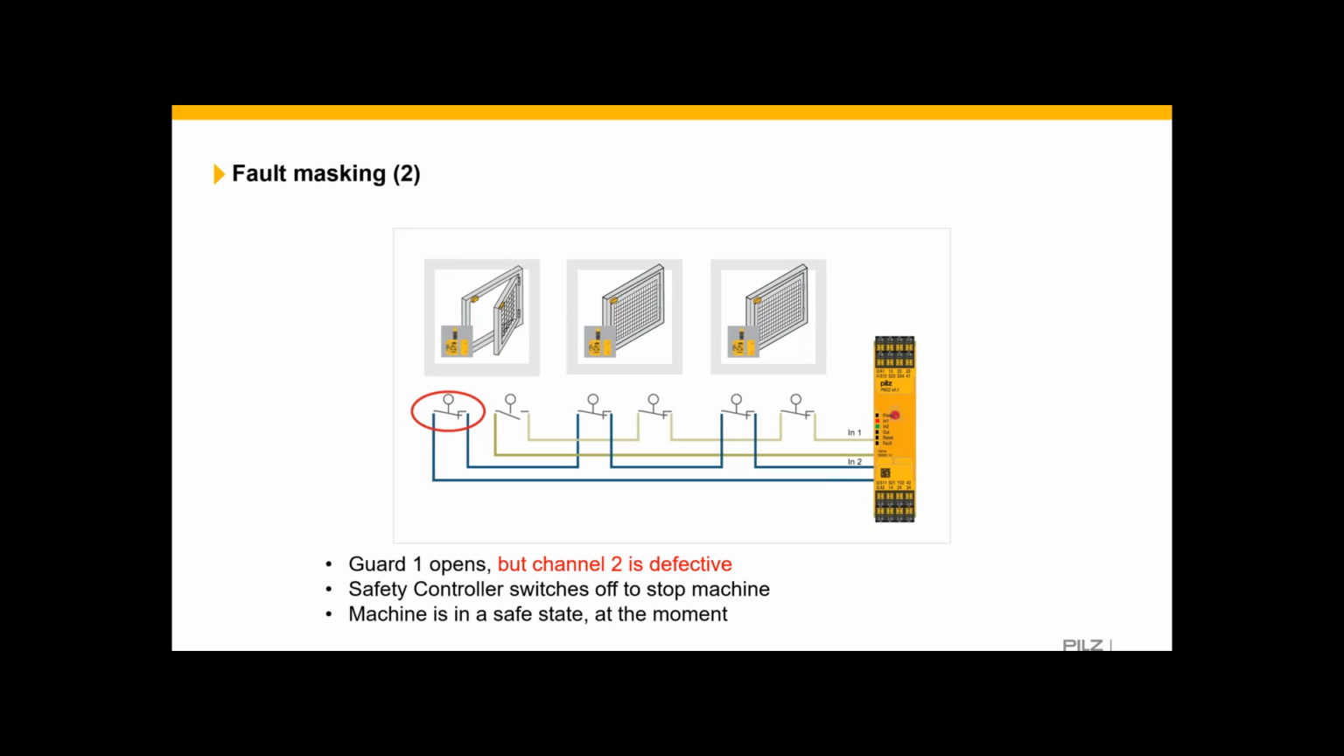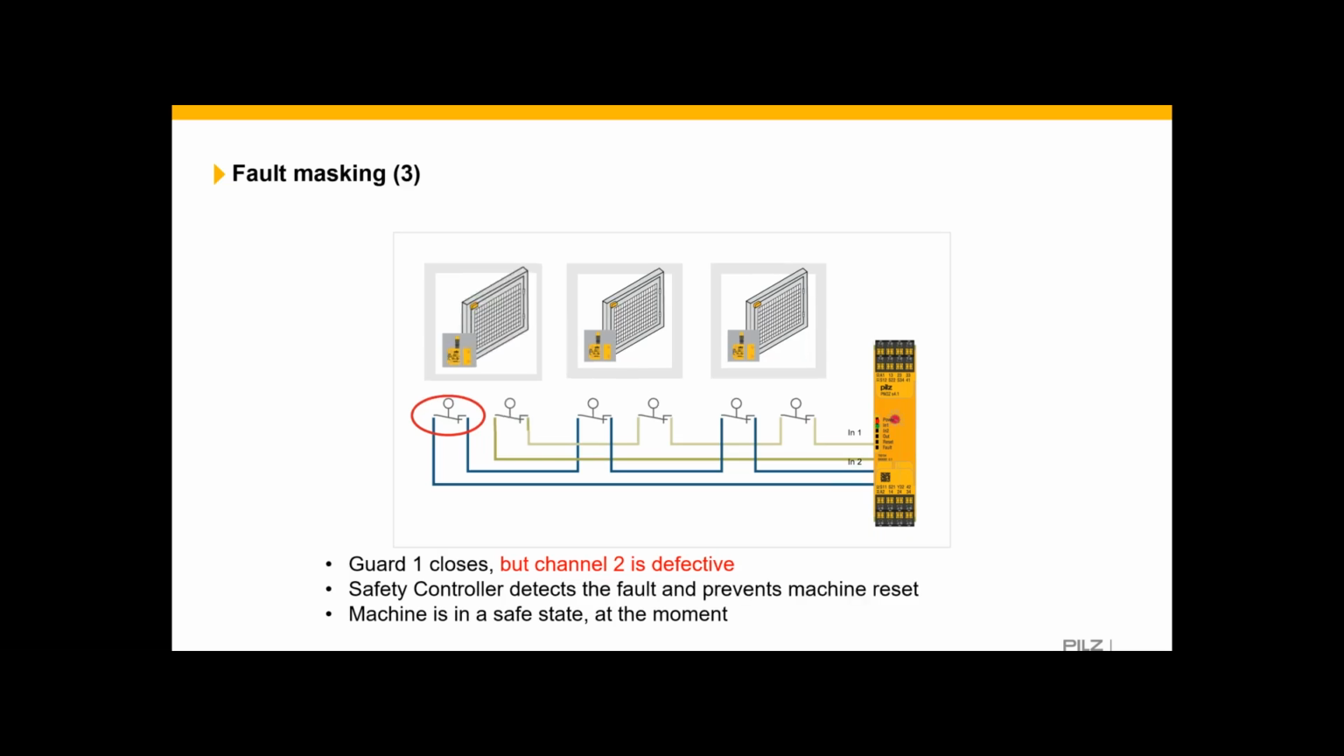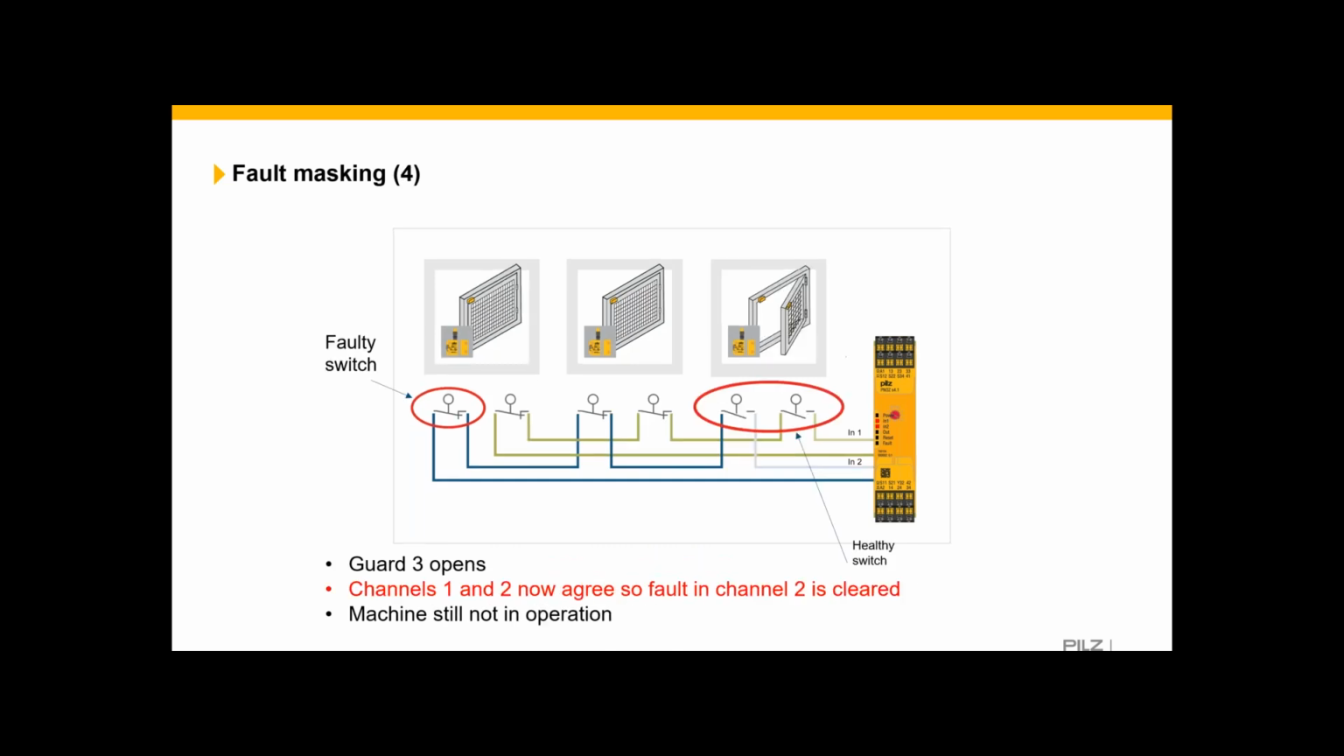When they open guard 1, channel 1 opens, but channel 2 is defective and remains closed. The safety controller switches off and stops the machine, and the machine is in a safe state. Once they've cleared the misalignment, the operator closes the guard, but channel 2 is defective. The safety controller detects that fault and prevents the machine from being reset. Again, the machine is still in a safe state.